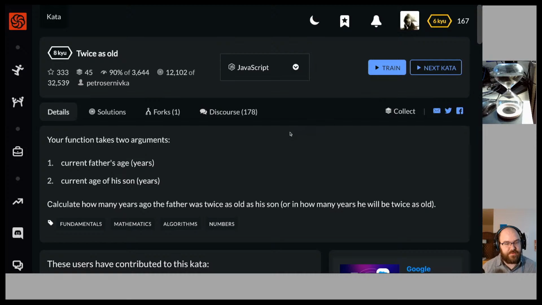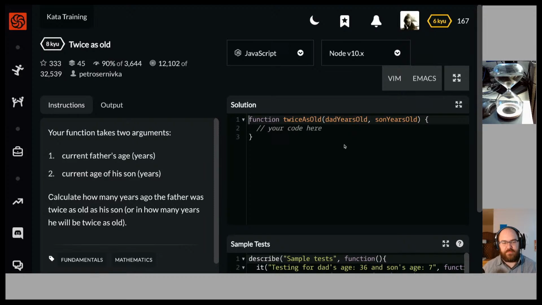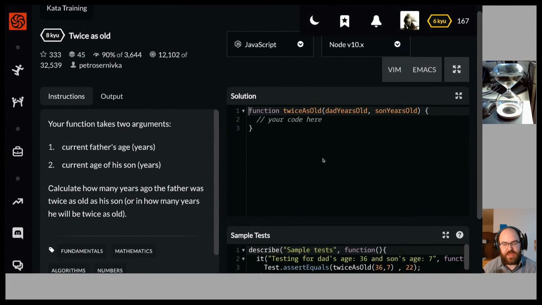Twice as old. Your function takes two arguments: current father's age in years, current age of his son in years. Calculate how many years ago the father was twice as old as his son, or in how many years he will be twice as old. So we've got to do some algebra and maybe some conditional logic. What do we have here?